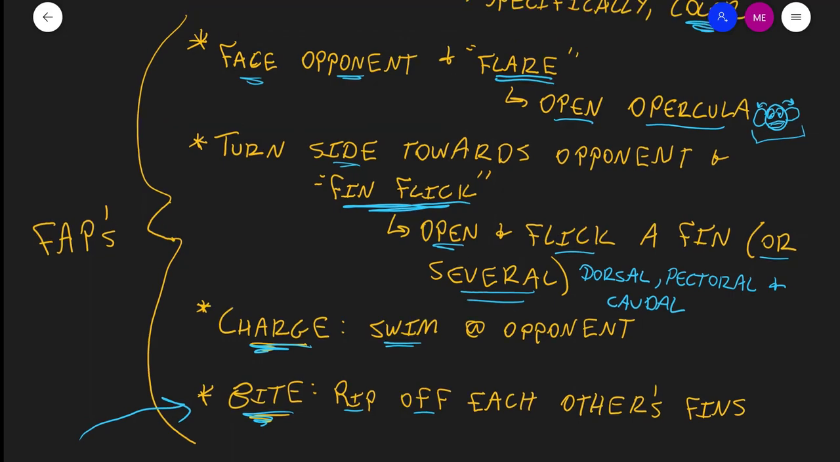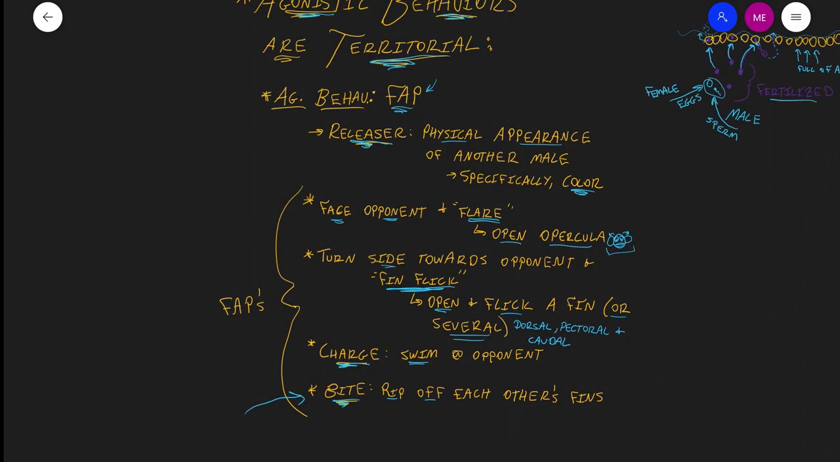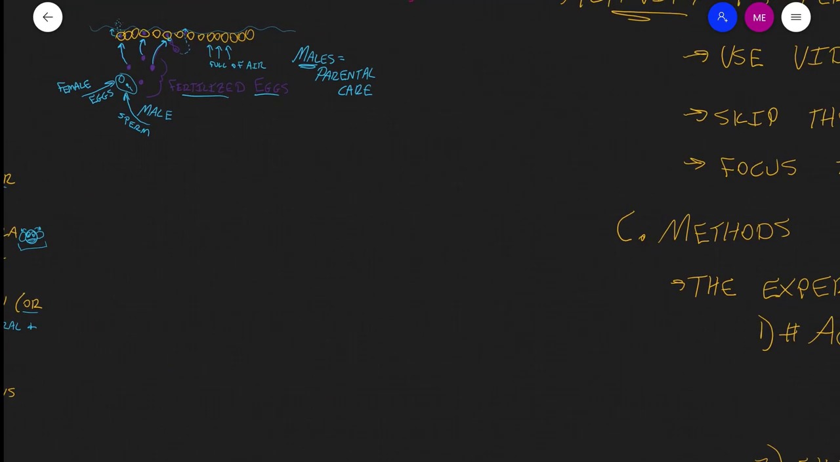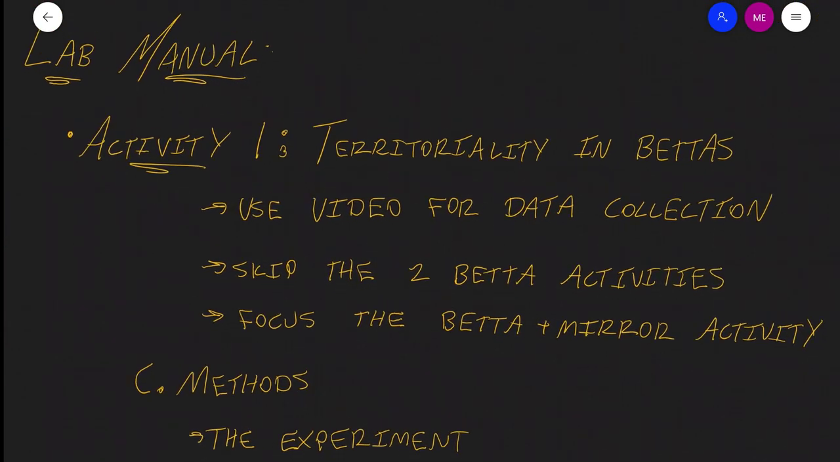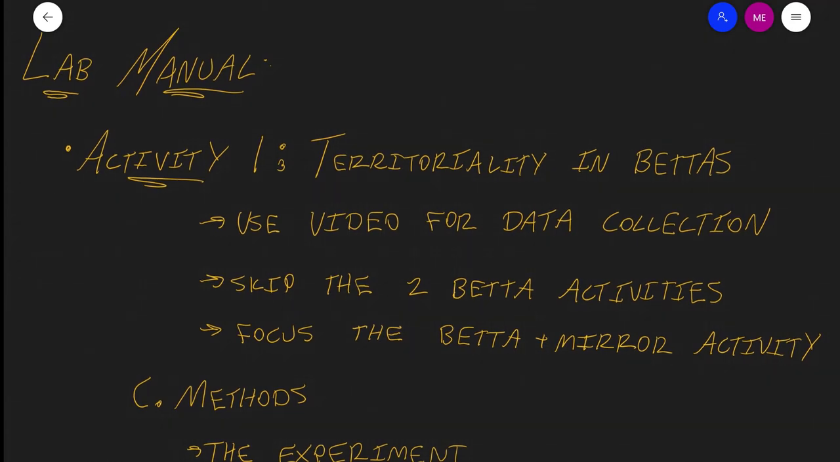Well, now that you can hopefully recognize the basic fixed action patterns present in bettas, let's go ahead and talk about how you're going to use this knowledge in our lab today. Right? You are going to be using information from your lab manual. The chapter that you will need is written in the module. I'm going to show you that in a second. There are several activities in that lab that you're going to complete. Activity number 1 looks at just territoriality in bettas.